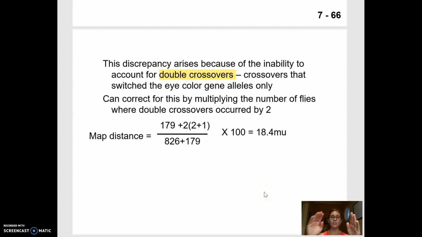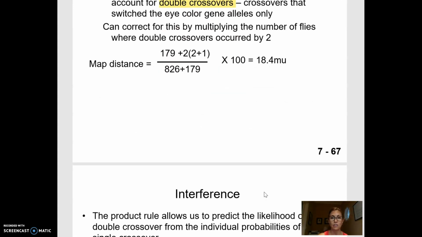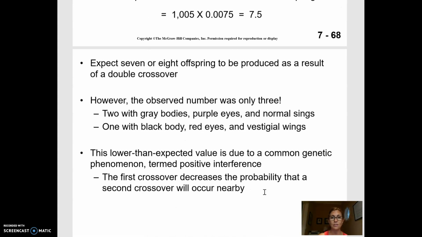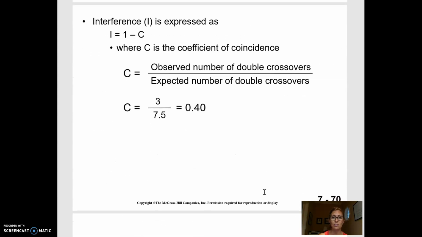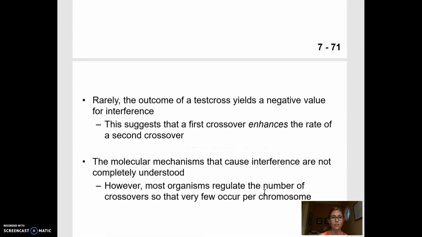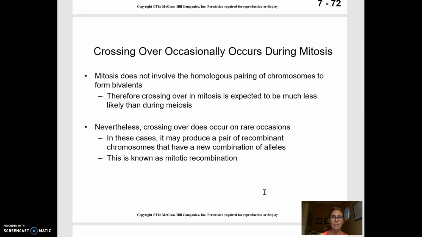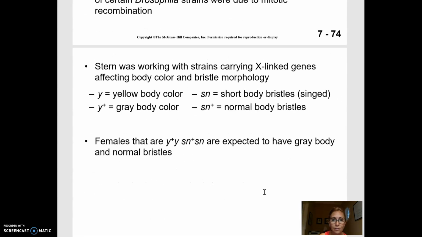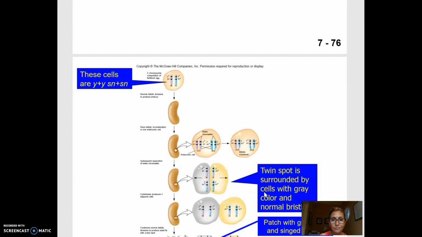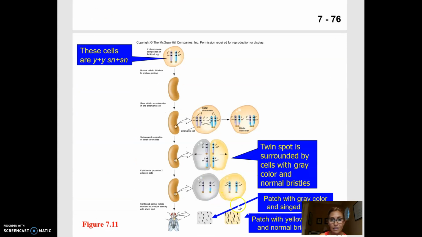Double crossing overs happen when you have enough time for the event to occur twice, or you have 2 chiasmata forming on 2 adjacent sister chromatid pairs. When that happens, let me just scroll through here until I get to the pictures. This is all the math showing this. The double crossing over. Where's my picture? This is what I wanted to show you.